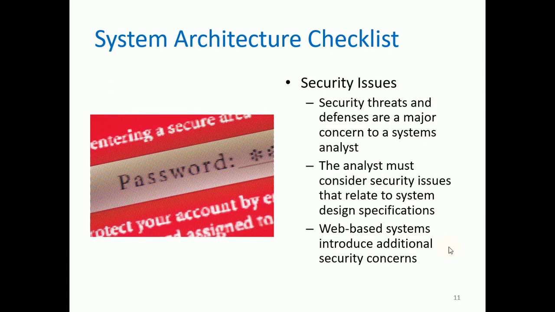Okay, another checklist item is security issues. Security threats and defenses are a major concern to a systems analyst. Security threats, for example, include unauthorized access inside your company. So the analyst must consider security issues that relate to systems design specification. If it is a traditional system design, the only concern for security is physical. Your data must be backed up somewhere within the company or offsite, so that if calamities happen, you still have another copy of your data, or again, unauthorized access. But if your system is web-based, it introduces additional security concerns, because it can be exploited by hackers. So you have to be very careful and plan for the security of your system.